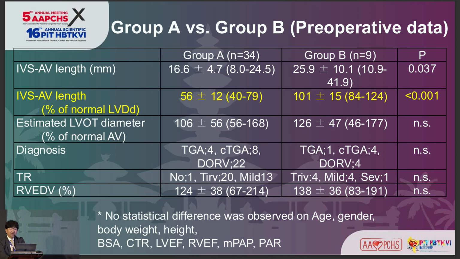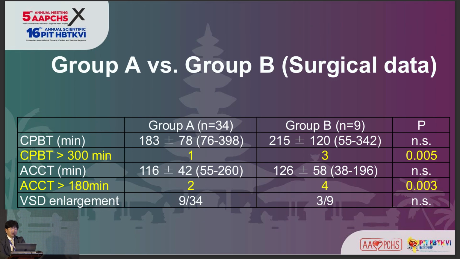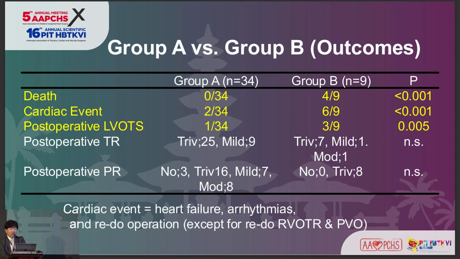Between group A and group B, the estimated LV diameter, the diagnosis, tricuspid regurgitation and the RV-EDV are not much different. On the surgical data, group A, the short distance, has a little bit longer operation time, and the cross-clamping time is shorter in group A. Also, group A had no deaths, but group B, the long distance, had high mortality.